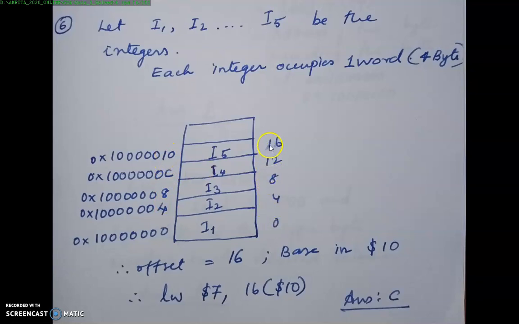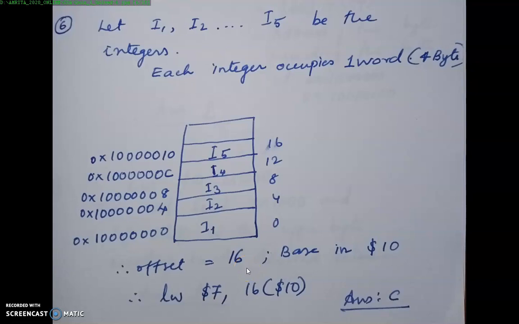I have written the offsets in decimal here: 4, 8, 12 and 16. So 16 is actually 16 in hex notation. So offset is 16, base is in $10. So load word, this is the 5th integer, isn't it? The last integer is I5. I5's address is obtained by adding 16 to the base address. So the option will be C.